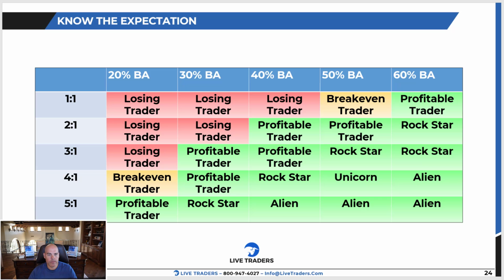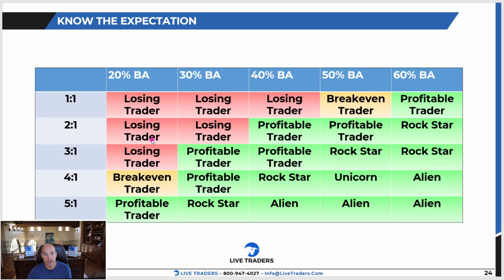But the key is knowing this, right? The key is always money management. It's always money management. Know the expectation, guys. So if you're getting 1-to-1 on your winning trades, well, you better be at least a 50 or 60% batting average trader. I shouldn't even say 50 because break even's not why you're here. You're here to make money. So you better be at least a 60% batting average trader if you're only getting 1-to-1 on your winners. And you're going to take slippage on some of those losers.